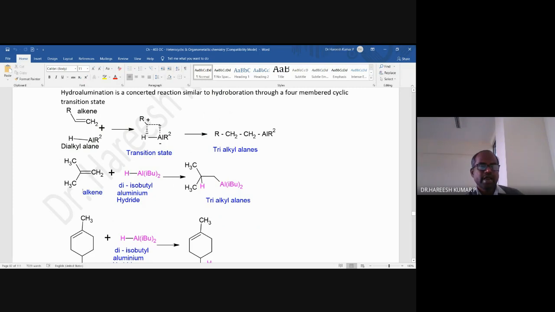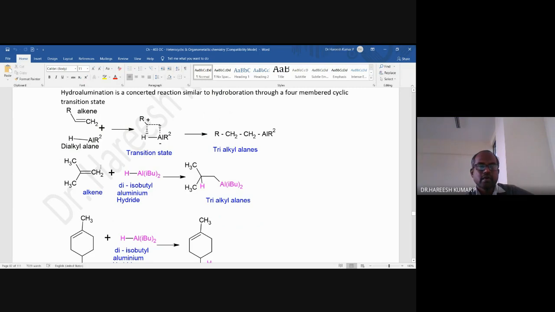In this isobutene, what you can observe is this carbon is less hindered, this carbon is more hindered. Here H will add to this carbon because it's the more hindered one, and Al will add to this carbon because it is less hindered. So that is how the product forms. What is the name of this product? Trialkyl alane. It's a general name, I am not talking about a specific one.